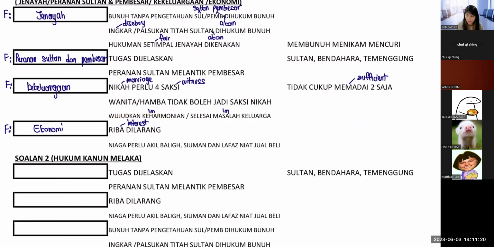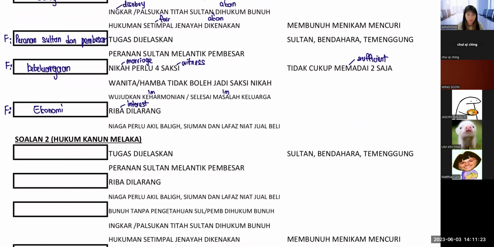Now, business. When you do perniagaan, you need akil baligh, which means puberty, meaning you are mature enough. Last time maturity age was 9. For the guys, it's 9. For the girls, it's 12, if I'm not mistaken. Then you can do business. After that, you must be sane, and you must have the heart to do business, not just say only.